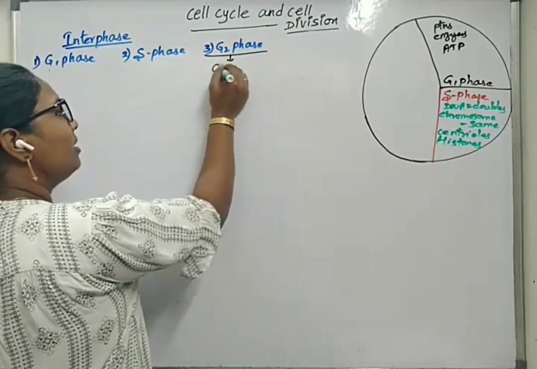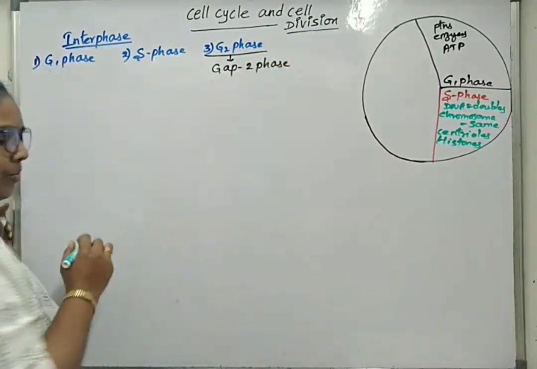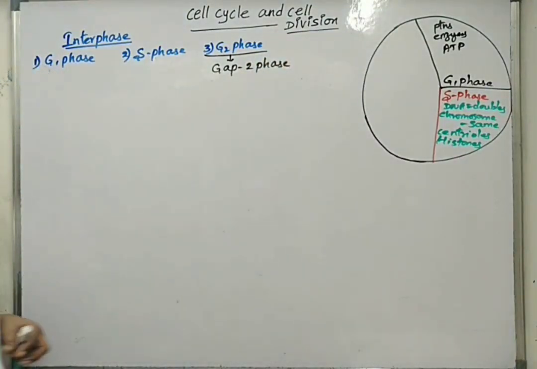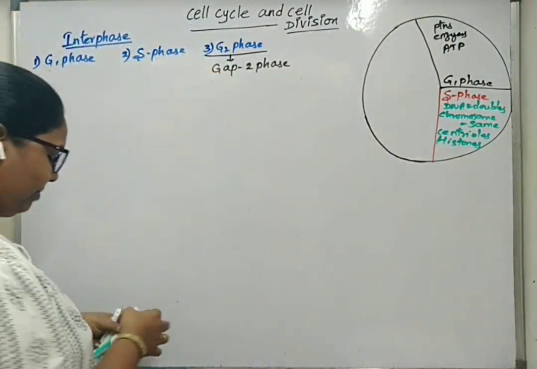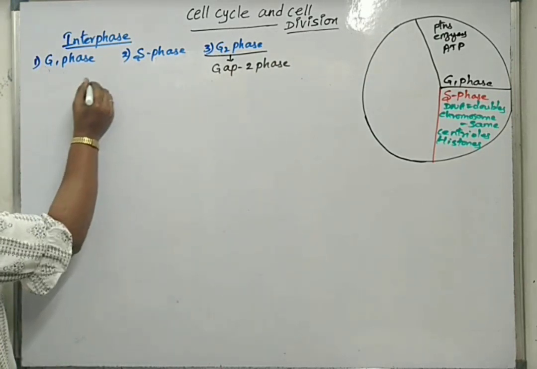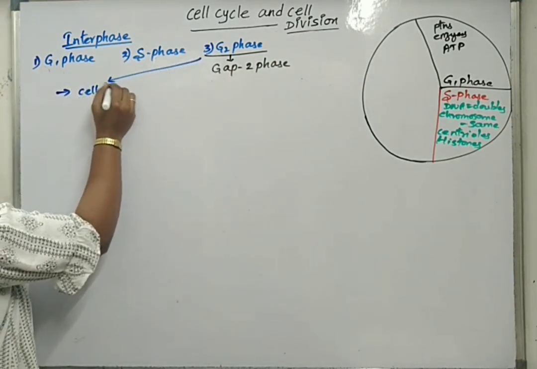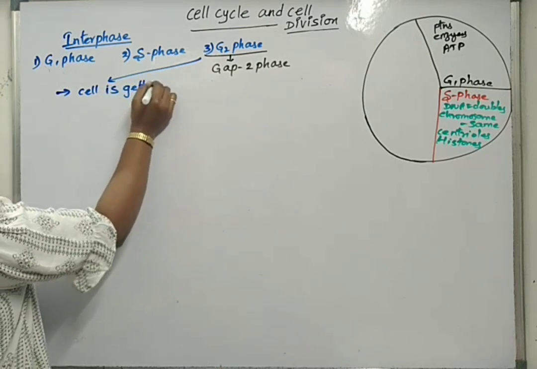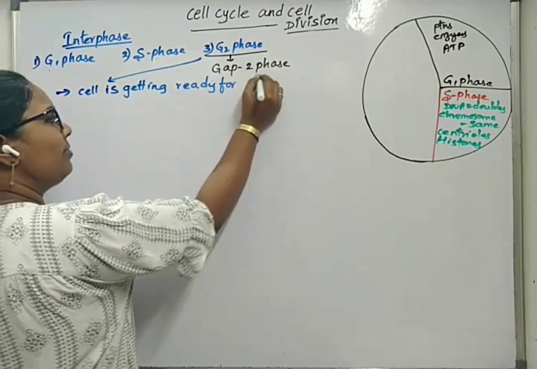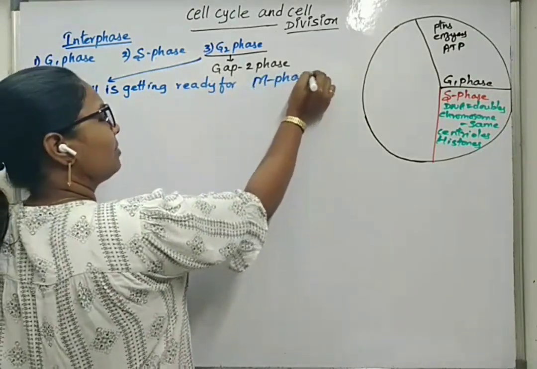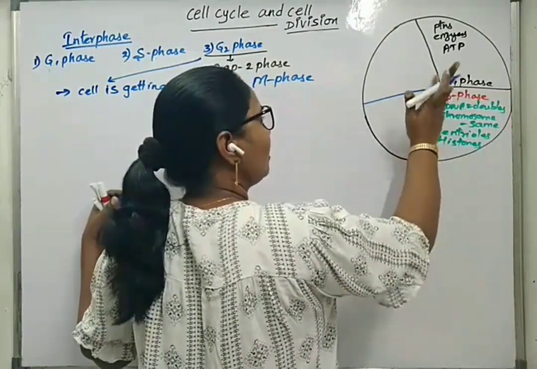G2 phase or gap 2 phase. So what are changes happening during this gap 2 phase? During gap 2 phase, the cell is getting ready for M phase, because the next stage will be M phase only.